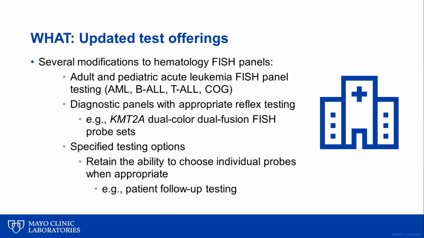The most significant changes to our testing menu involve our acute leukemia panels. Instead of a general one-size-fits-all FISH panel, we have created disease-specific FISH panels based on patient age. Adults are considered to be above 30 years of age, and pediatric patients are considered 30 years of age or younger. In addition, we offer specific FISH panels for patients enrolled in the Children's Oncology Group trials. Tailoring our FISH panels by disease and age maximizes our ability to detect abnormalities of clinical significance.